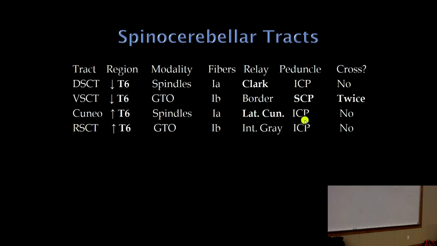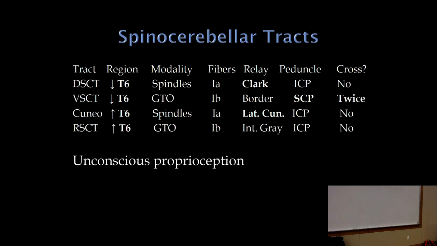cerebellar tracts is that they go through the inferior cerebellar peduncle, except for this odd pathway, the ventral spinocerebellar tract, which remember it crosses twice. It's the only one that does that. And it gets back into the cerebellum through the superior cerebellar peduncle. And again, I have no idea why it's wired that way. It actually goes to the same place of the cerebellum as all the other pathways, but it gets there through a much more complicated manner.